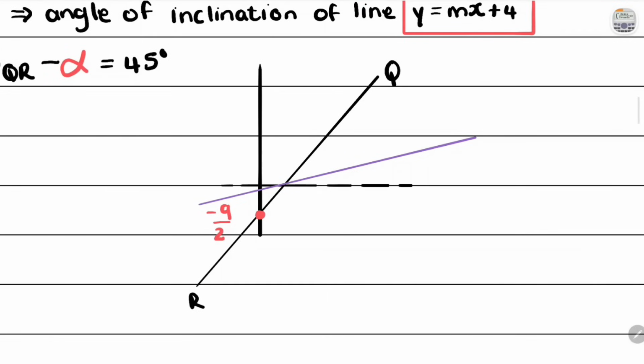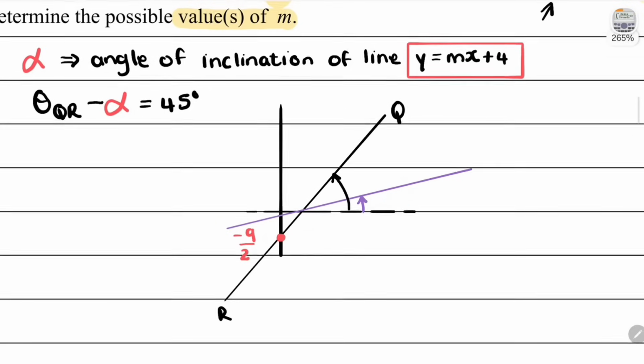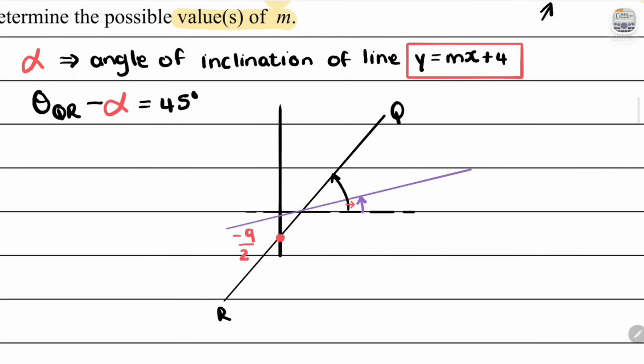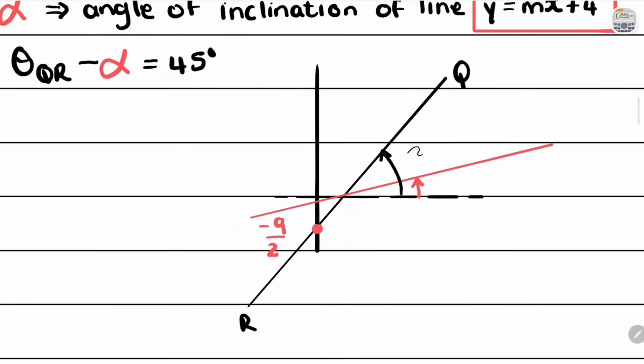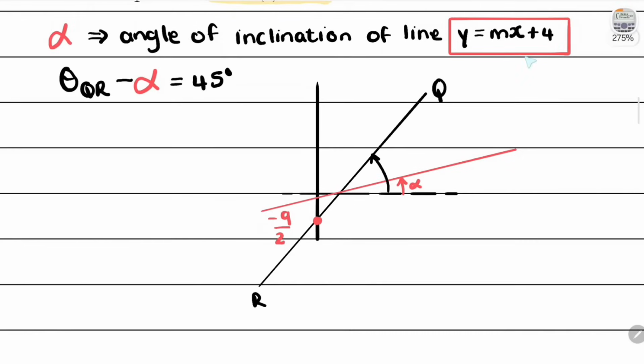But when we find the angle of inclination of this line QR, we will take that entire angle and subtract the angle of inclination of this line. I might as well change that to red since that's what we're calling alpha. So this is the first situation we can consider: this angle minus alpha. So that is the line y = mx + 4.